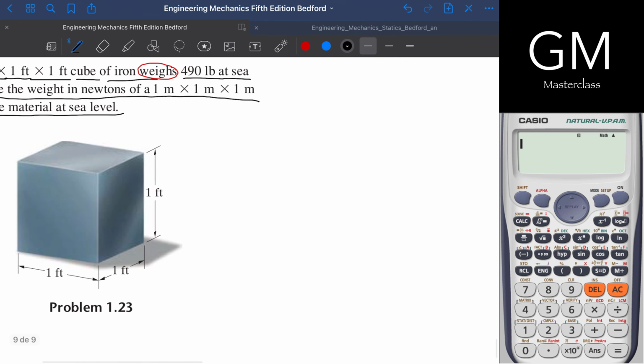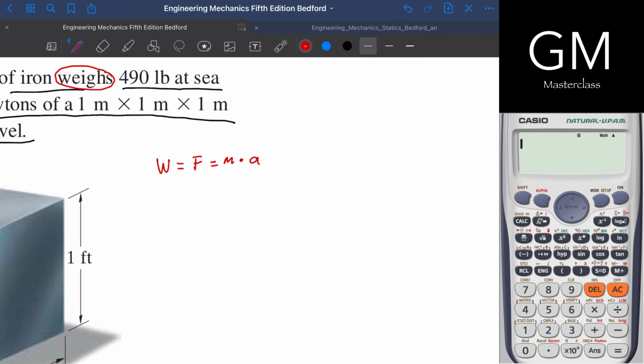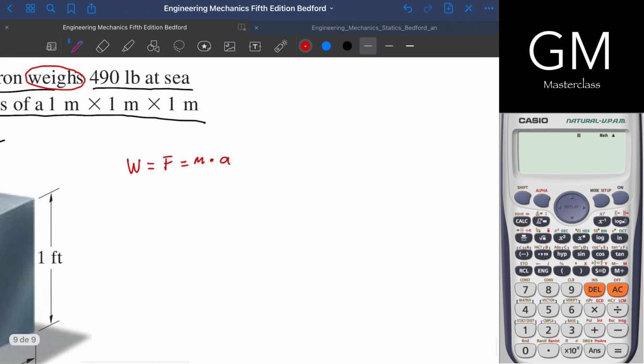Well, first, what we have to notice here is that we are going to talk about a weight. So a weight is a force, it's not a mass, because a weight is given by, as I just said, a force, which is equal to a mass multiplied by an acceleration. So I know that this could be confusing for the ones that are not used to manage this kind of information, but let me get this straight for you.